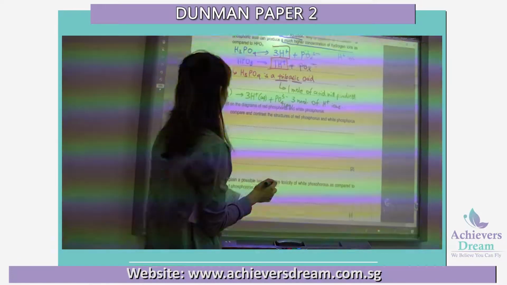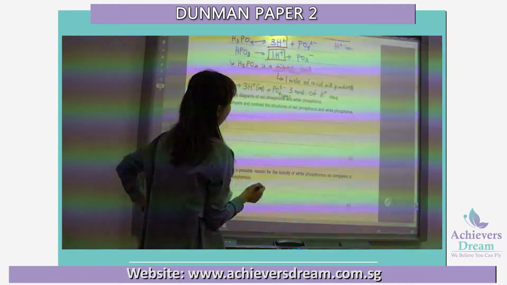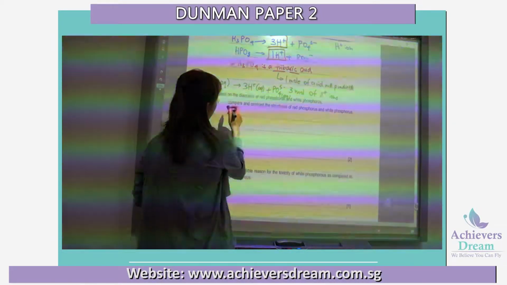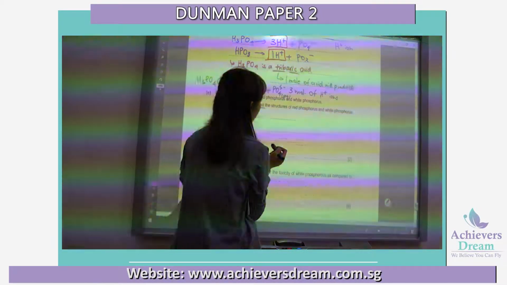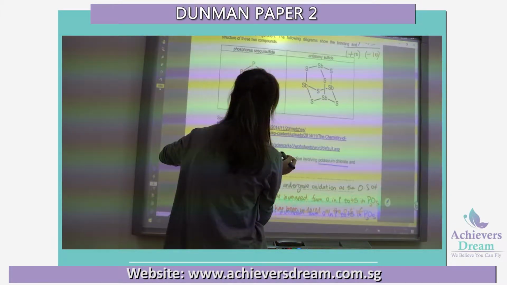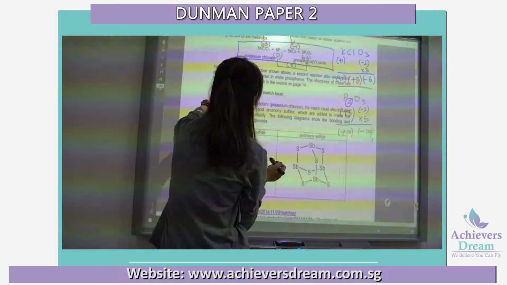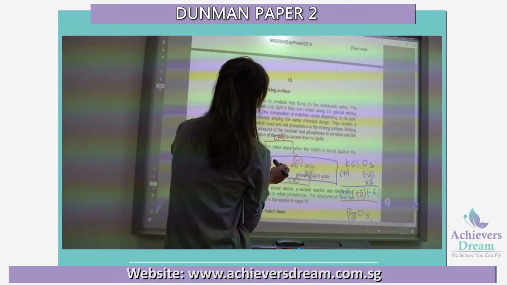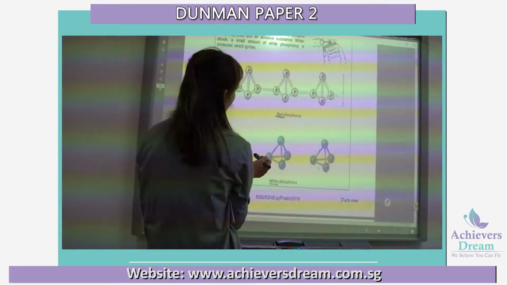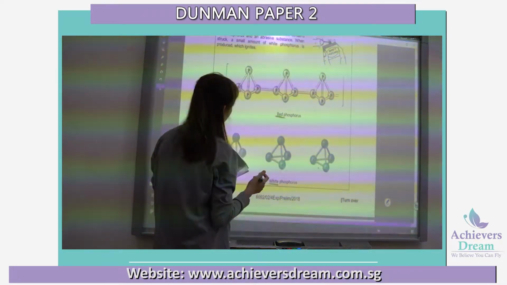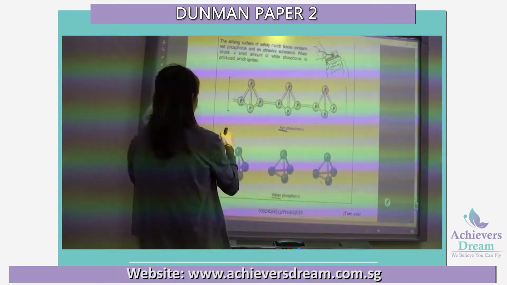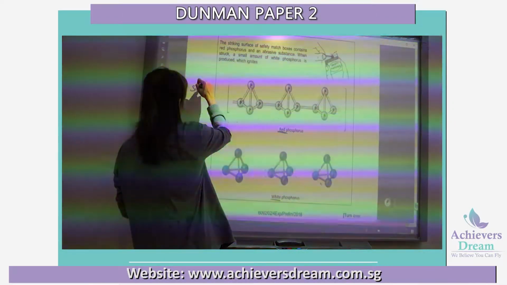Okay, then now part C. Based on the diagrams of red phosphorus and white phosphorus, compare and contrast the structures of red and white phosphorus. So let's look at the structures. Okay, so these are the structures. What is the similarity and what is the difference? Let's talk about it here. Okay, first let's talk about the similarities.